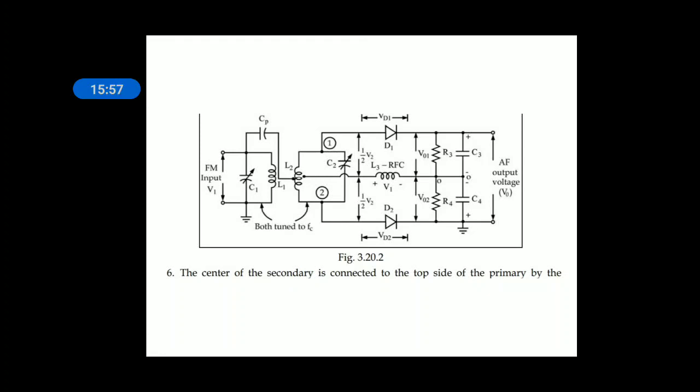And there is one inductor called radio frequency choke. That means it blocks radio frequencies, and it does not allow alternating signals or high frequency signals.